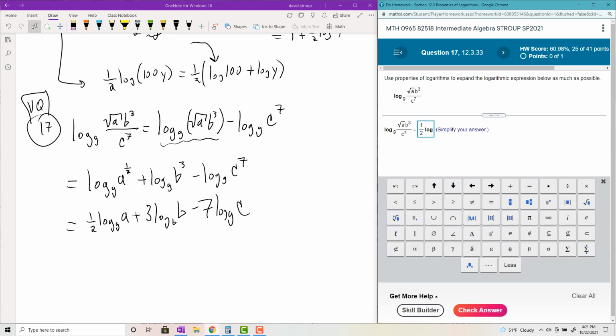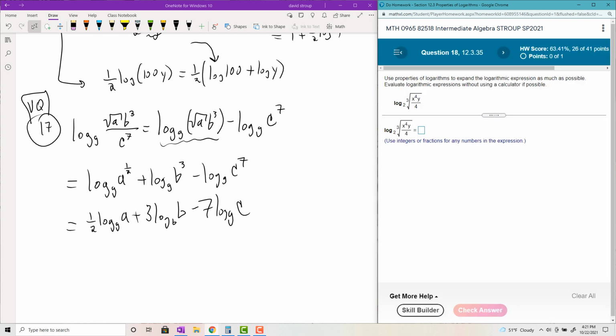1/2 log base g of a plus 3 log base g of b. It's really b. Okay, minus 7 log base g of c.